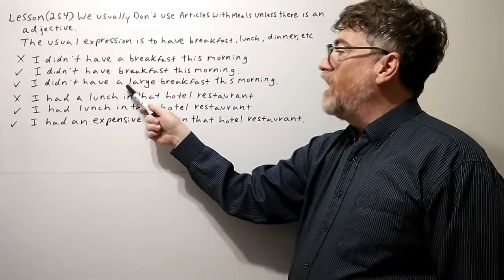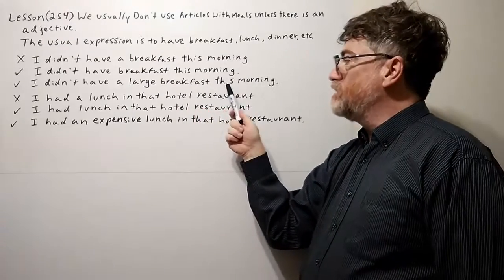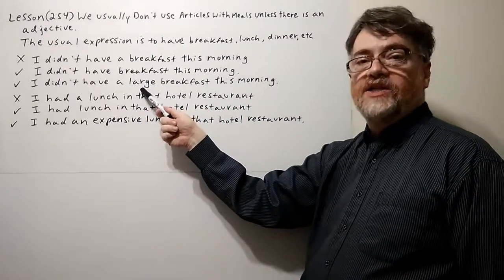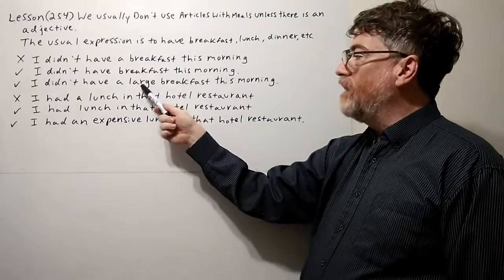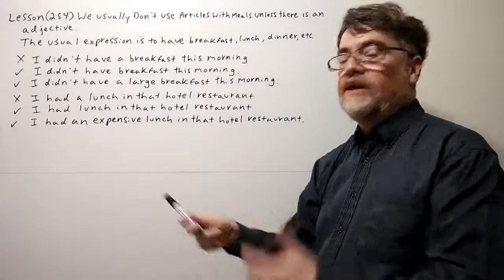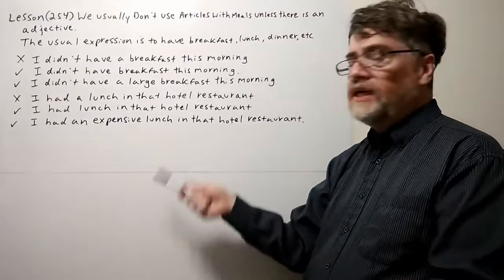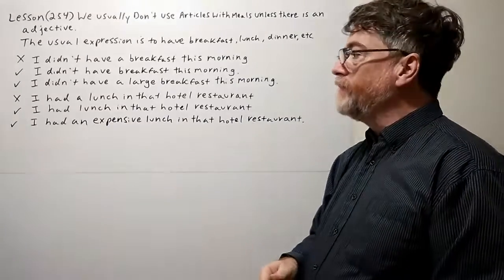I didn't have a large breakfast this morning. So here we do use the article. Why? Because we're using the adjective large. So if we have an adjective like large before the name of a meal, then we do use the article. Alright, let's continue. Let's look at another example here.